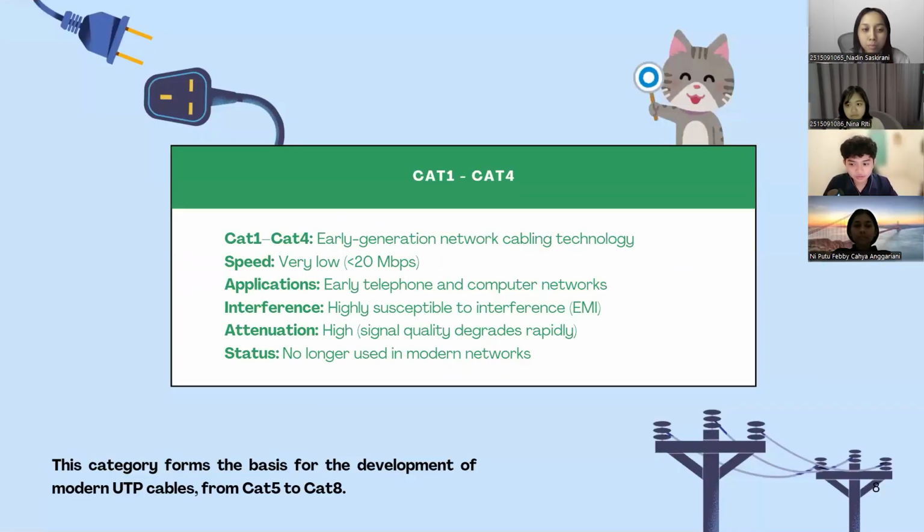Okay, so what we have here is Cat 1 to Cat 4. Cat 1 to Cat 4 are early generation cables. They have very low speed, less than 20 Mbps. These cables are easily affected by interference, and today they are no longer used in modern networks. Okay, next.